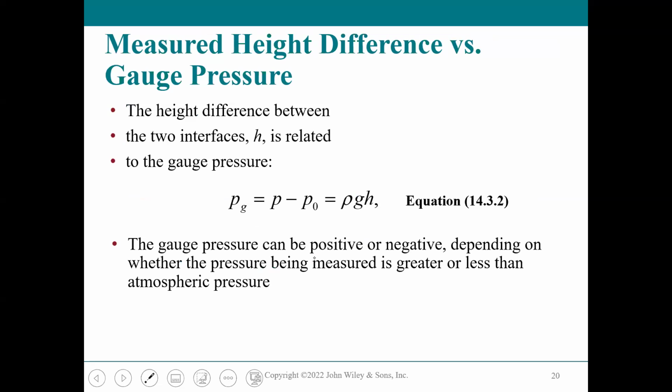Okay, and then measure height difference versus gauge pressure. The height difference between the two interfaces is related to the gauge pressure, rho gauge. The gauge pressure can be positive or negative depending on whether the pressure being measured is greater or less than atmospheric pressure.